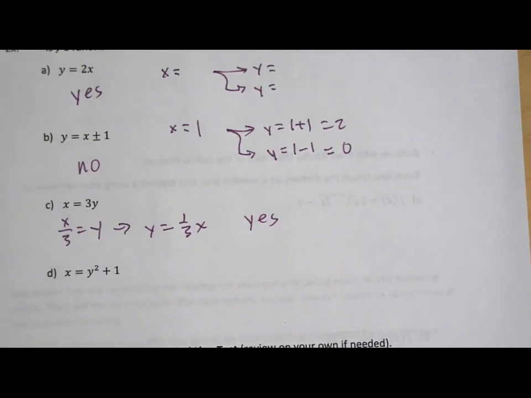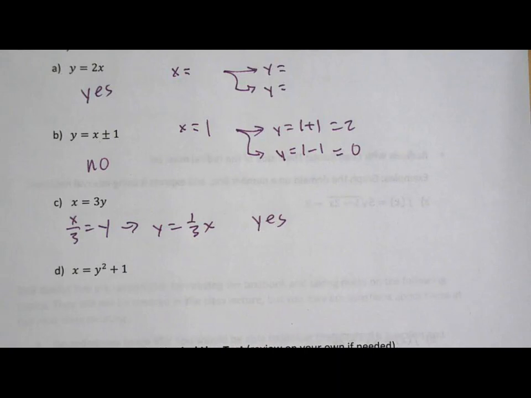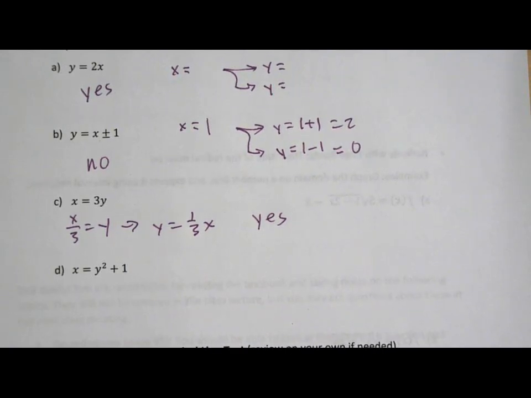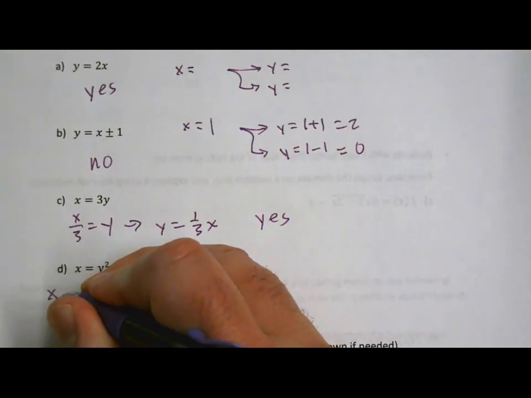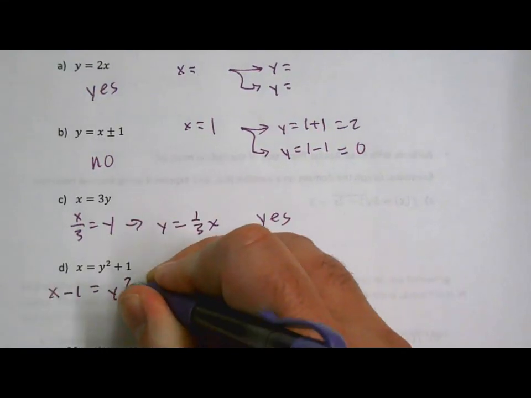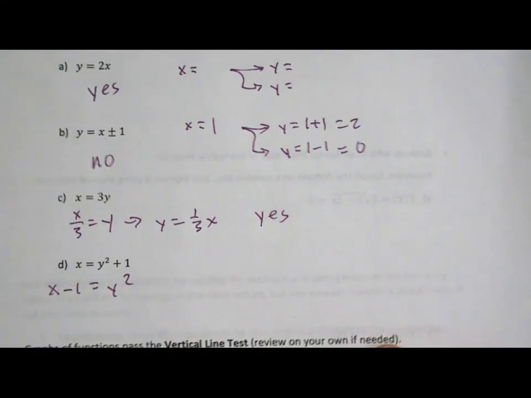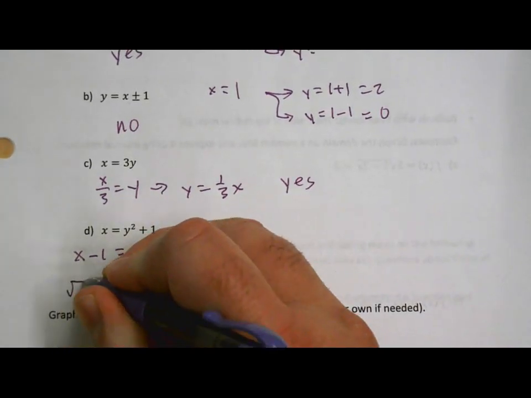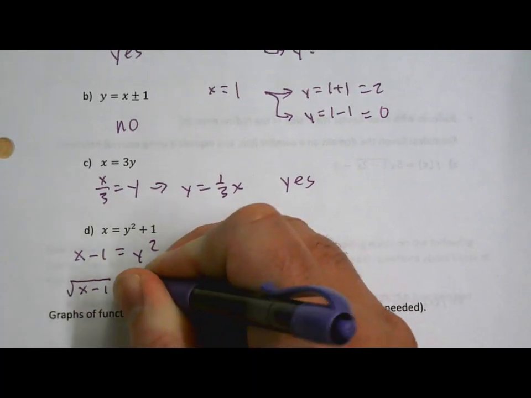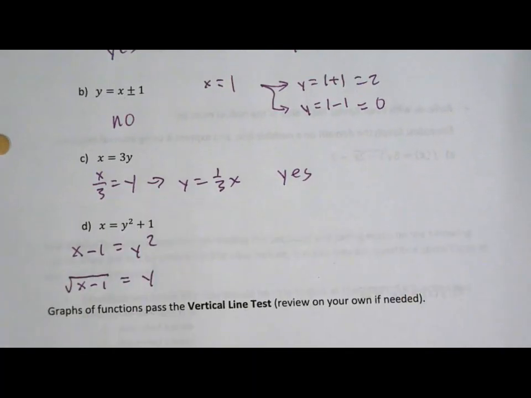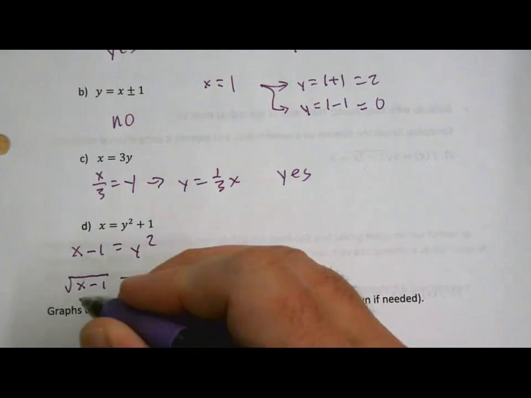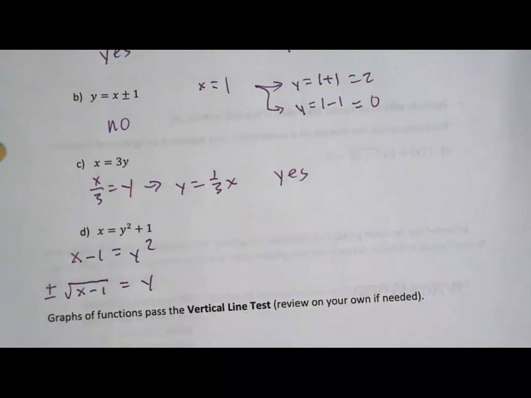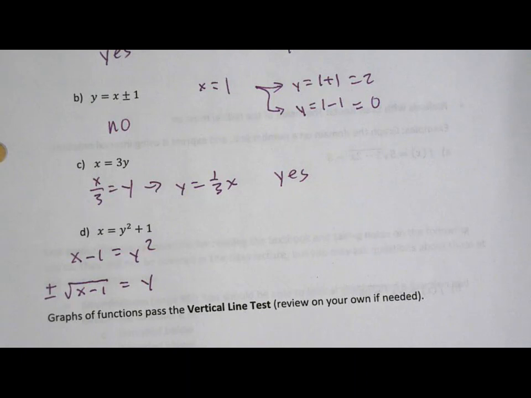Last one. X equals y squared plus 1. Could we easily solve for y in this one? Kind of, yeah. We could do minus 1 on both sides. That would get us x minus 1 equals y squared. And then we could square root both sides. What do we have to remember to do when we square root both sides of an equation and we're square rooting variables, though? Did you guys learn this last year? I know for a fact you did. You have to include both the positive and the negative versions of that square root.